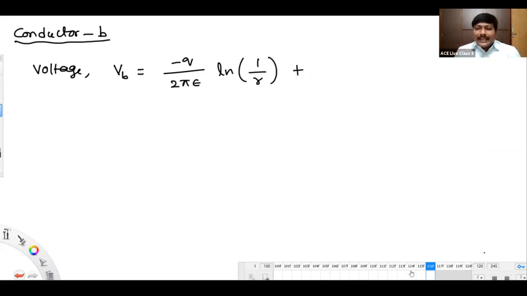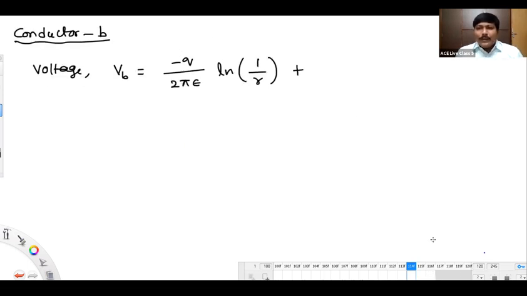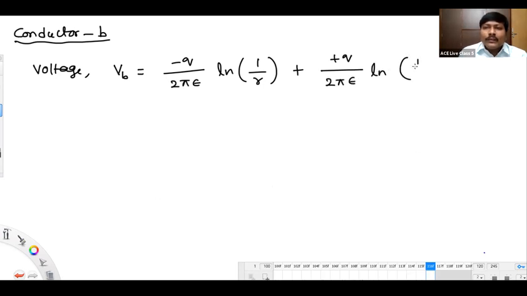Because of charge A also, I should consider a similar calculation. So it will come to be plus Q by 2 pi epsilon ln of 1 by d. Either d plus r or d minus r, it's approximated to d. Now I'll do this modification. Kindly observe, don't confuse. Just look here at what I'm saying.